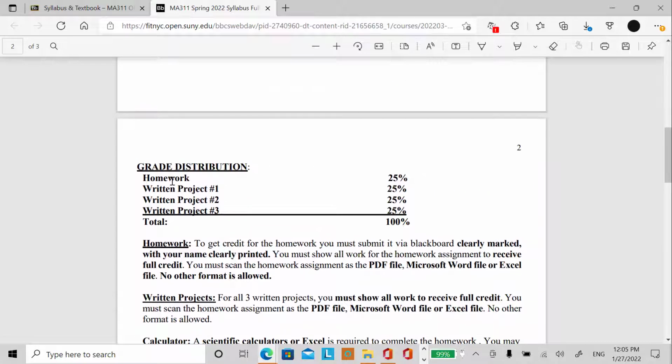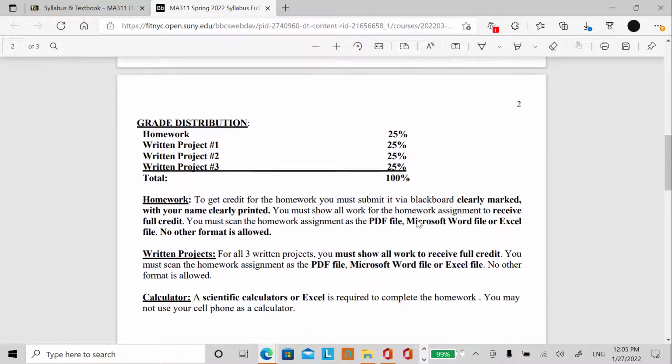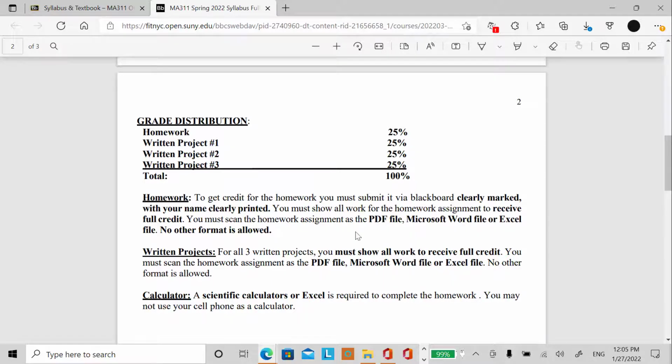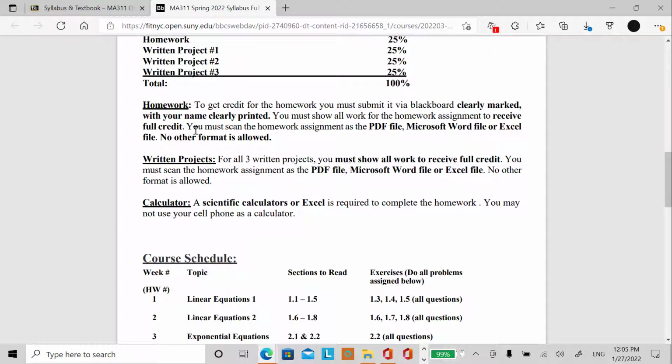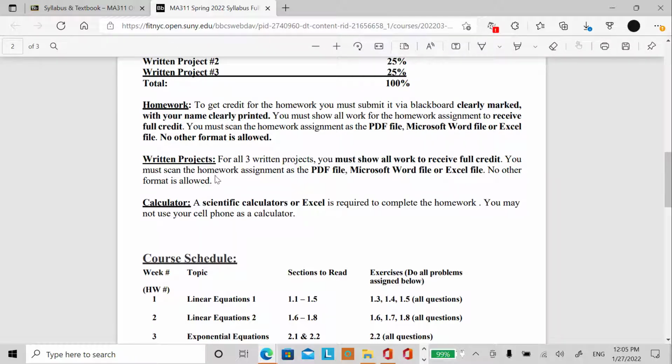The grade distribution is: homework is worth 25%, written project number 1 is worth 25%, number 2 is 25%, and number 3 is also 25%. For all the homework, in order to get credit, you must submit it via Blackboard. Make sure it's clearly marked or clearly printed. You must also show all work for homework assignments to receive credit. You must scan a homework assignment as either a PDF file, Microsoft Word file, or Excel file. No other format is allowed.